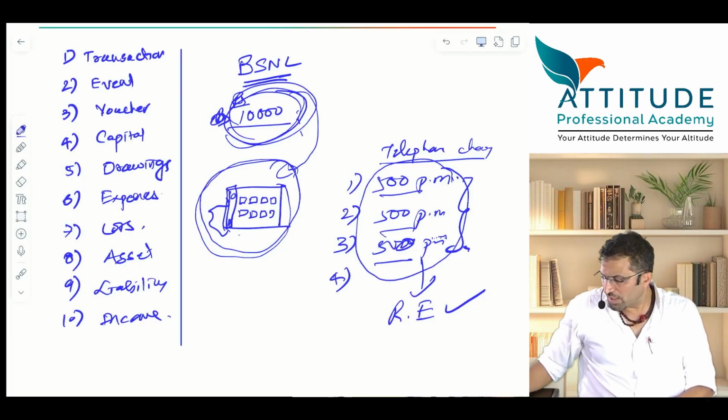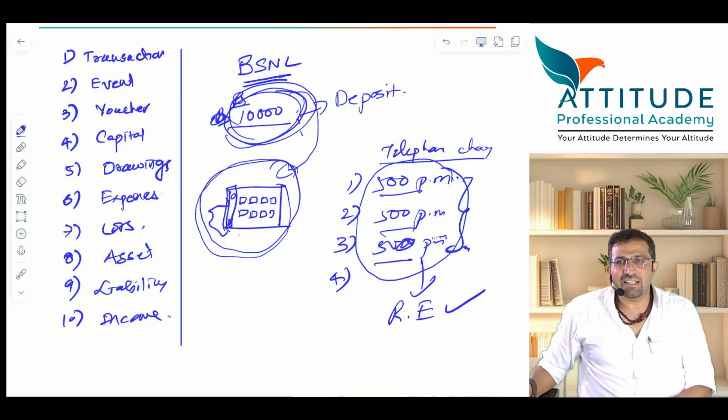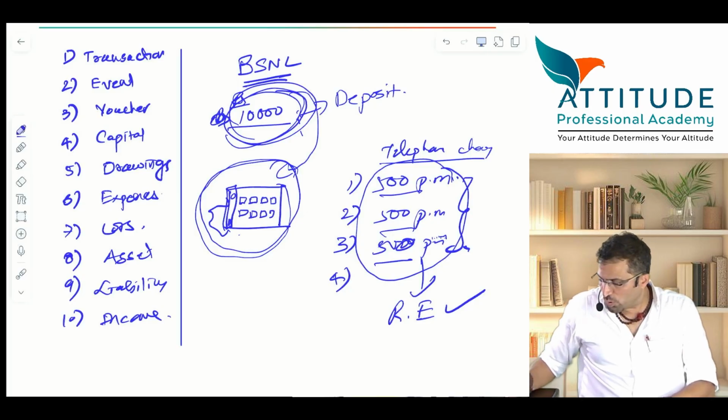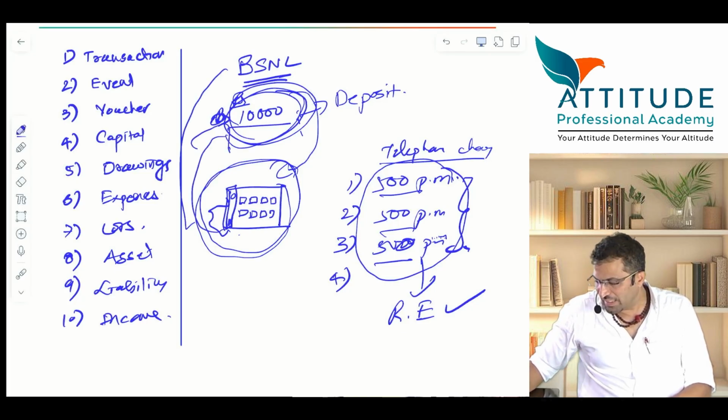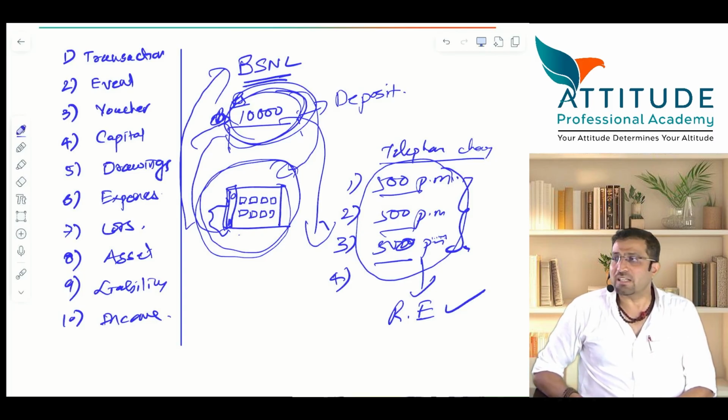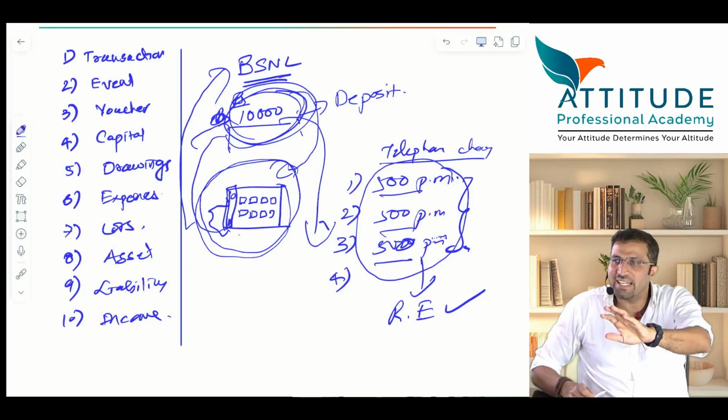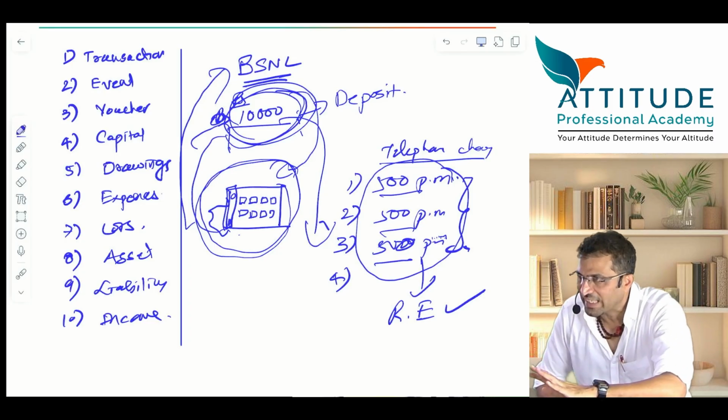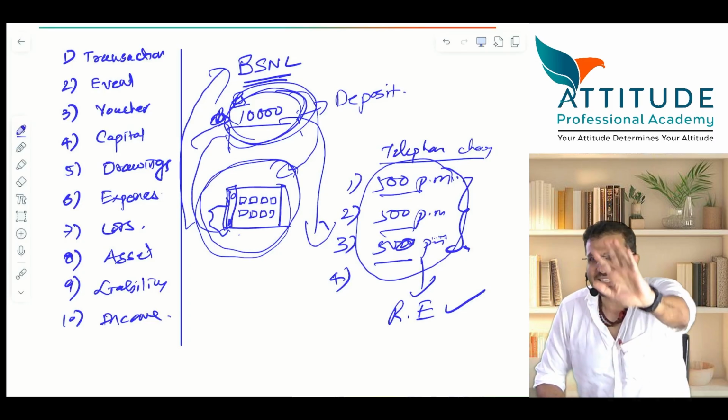How? Because that is a deposit. आपने deposit दिया है. If you don't want the connection, you have to return the instrument to the BSNL and you will get this deposit back. This is refundable deposit. Now tell me, expenditure means एक बार खर्चा हो गया, पैसा तो नहीं मिलेगा. Any other benefit you will get? Yes or no?